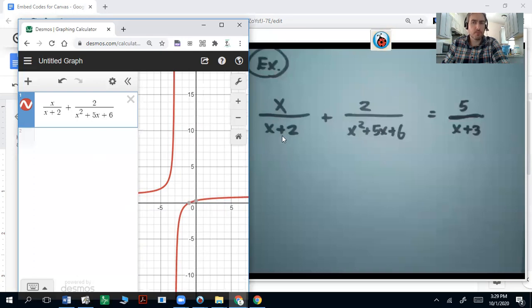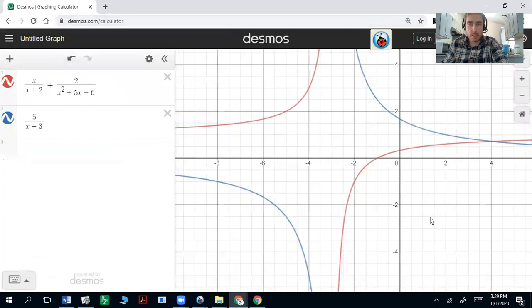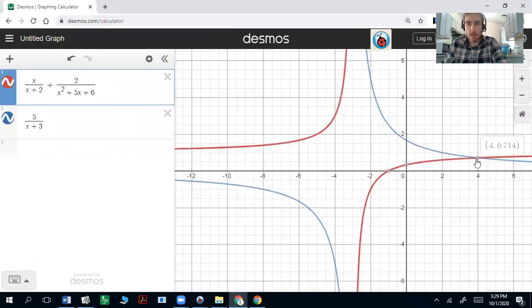They just act weird. And then the other side of the equation, 5 over x plus 3, is going to be the right side, and then we can see where they intersect to get the real solutions. So the real solution in this case, if I'm looking where they intersect, I see 4. So 4 is what you get if you plug 4 into both of these equations. You're going to get about 0.714. You don't need the y value, but 4 is one of your answers.